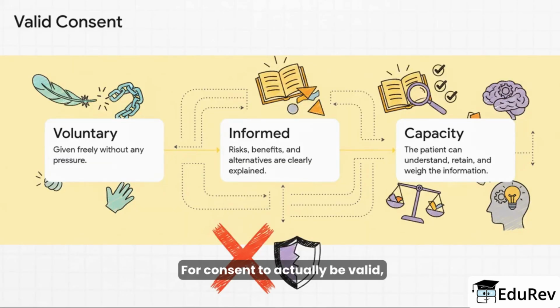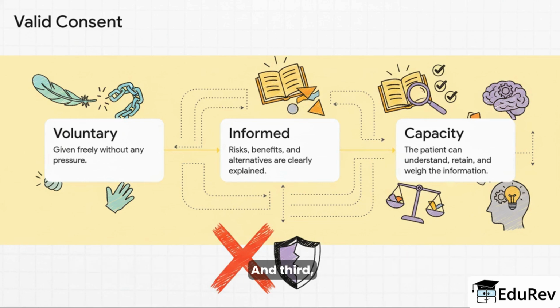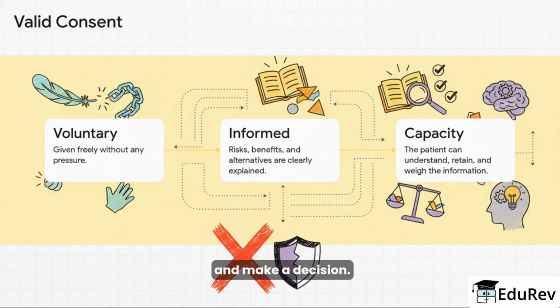For consent to actually be valid, it has to have these 3 things. Think of it like a 3-legged stool. First, it has to be voluntary. No pressure, no coercion. Second, the patient has to be fully informed about what they're agreeing to. And third, they must have the mental capacity to understand all that information and make a decision. If even one of those legs is missing, the consent is invalid, period.